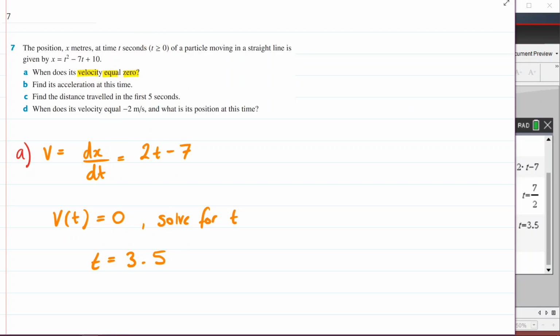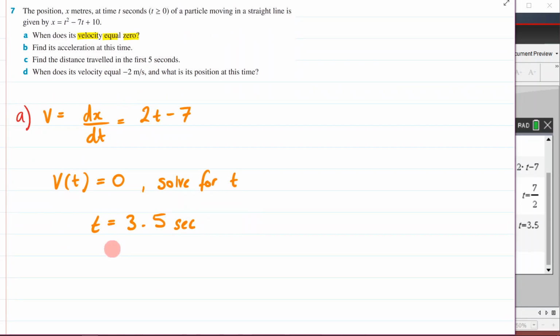Now, it's important that you actually know what's happening here and you're not just blindly reading the question. You know that this is when a stationary point is occurring. So it's not moving here. It's instantaneously at rest. That's what you know. All right, let's keep on moving.